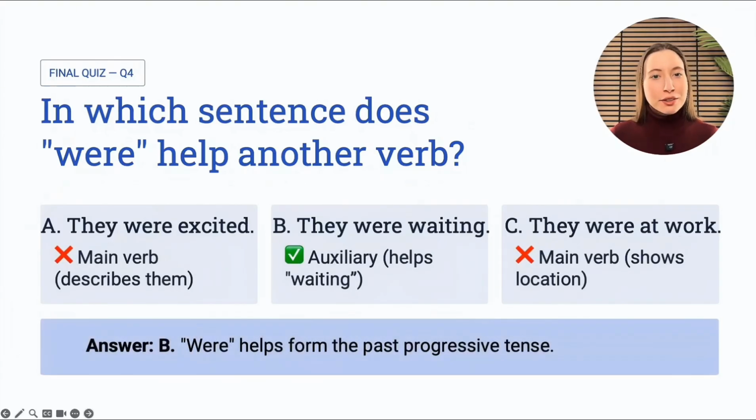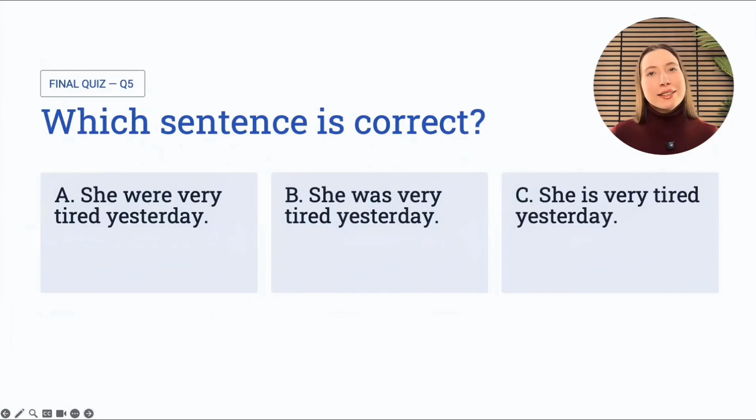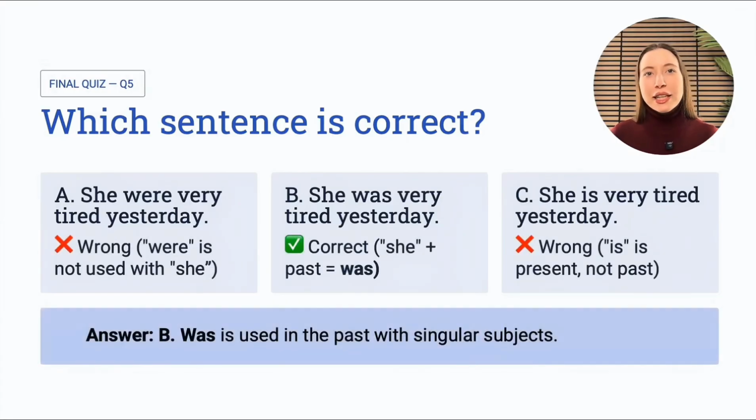And question 5. Which sentence is correct? She were very tired yesterday. She was very tired yesterday. She is very tired yesterday. And the correct answer is she was very tired yesterday.